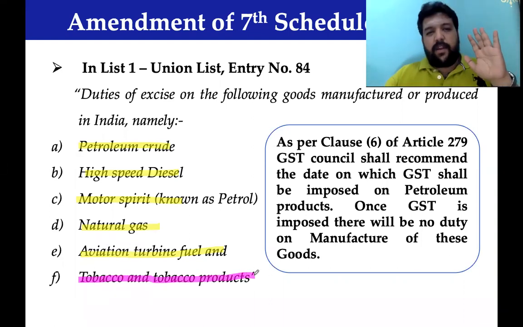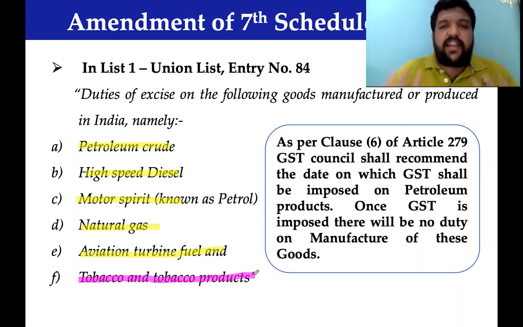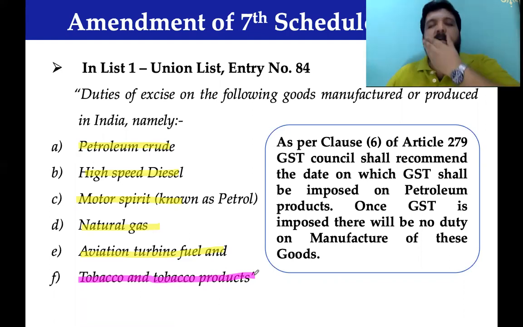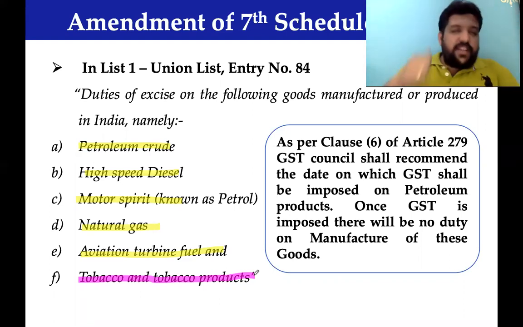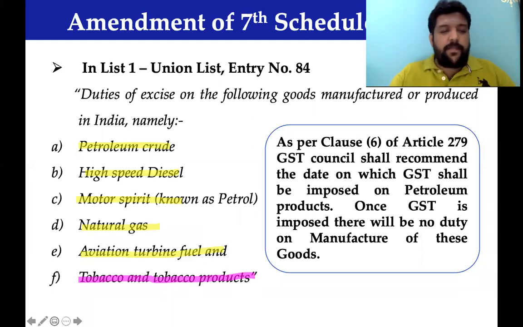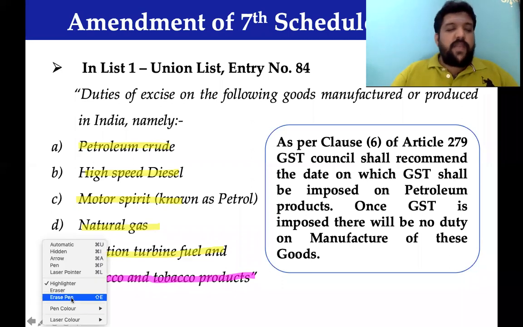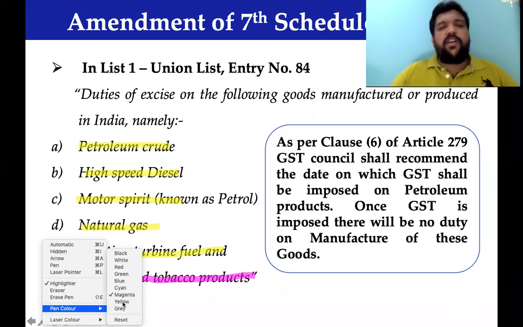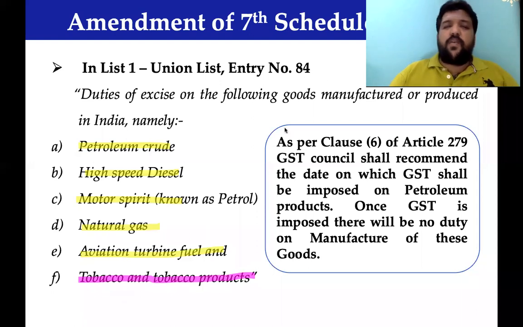Five petroleum products. The government told us it will not levy GST on these five petroleum products. When GST is not leviable on them, some kind of tax has to be collected. What the government did is, we will continue with the old tax regime. What is the old tax regime? Collecting duty of excise, or excise duty, on goods produced or manufactured.